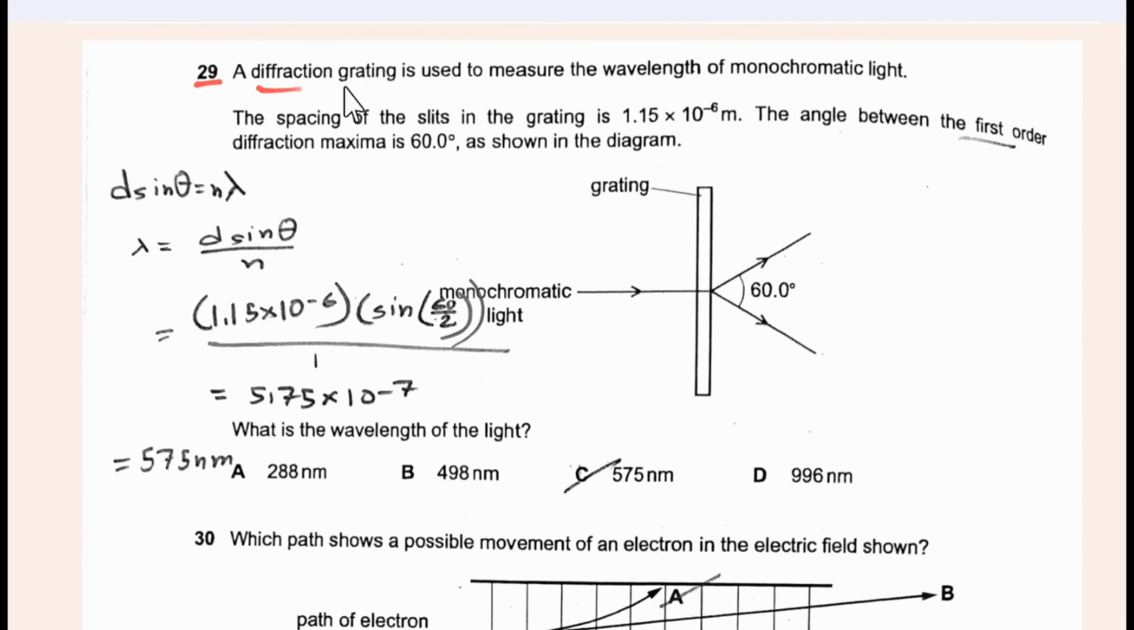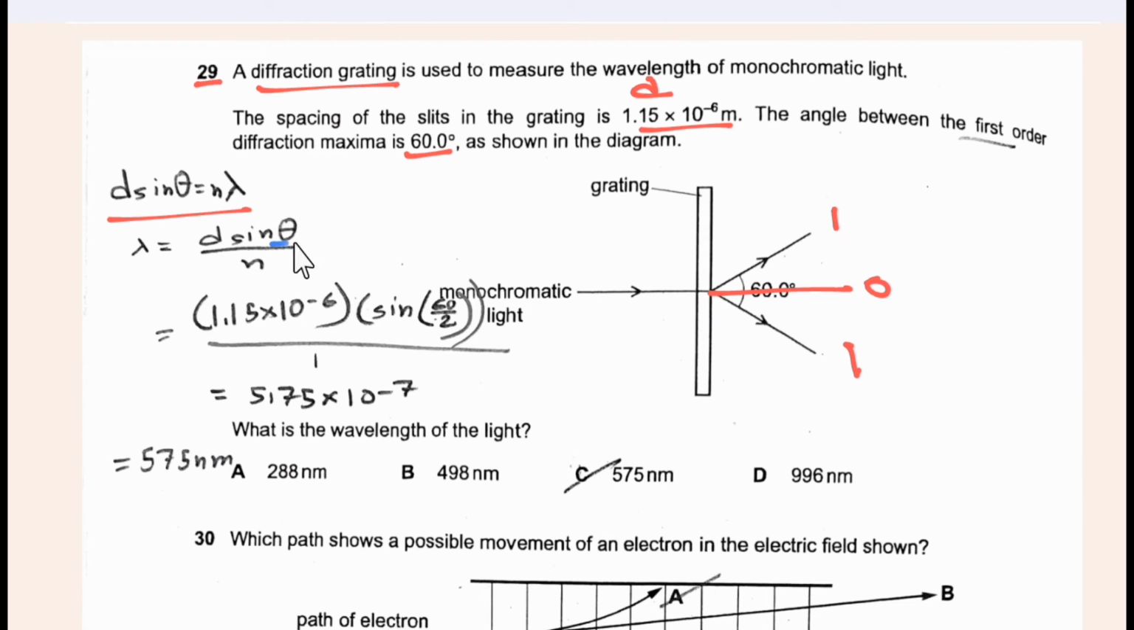29. A diffraction grating. So this is a diffraction grating question. That means d sin theta is equal to n lambda, used to measure the wavelength of monochromatic light. The spacing of the slits in the grating is given, that means the value of d. Then the angle between the first order diffraction maxima is given. So this is our 0 order, and this is the first order, and this is the first order, and we have the total angle.